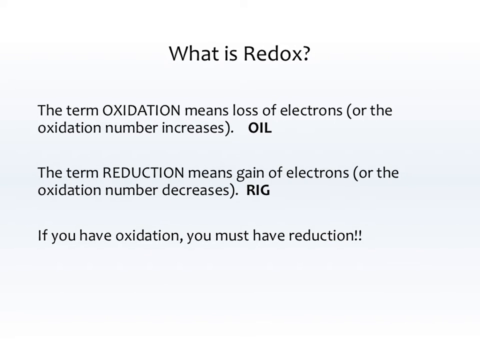Next thing we're looking at is what is redox. So remember, redox is reduction, oxidation. The term oxidation means the loss of electrons, or the oxidation number increases. Oxidation is loss of electrons. Gain in charge.